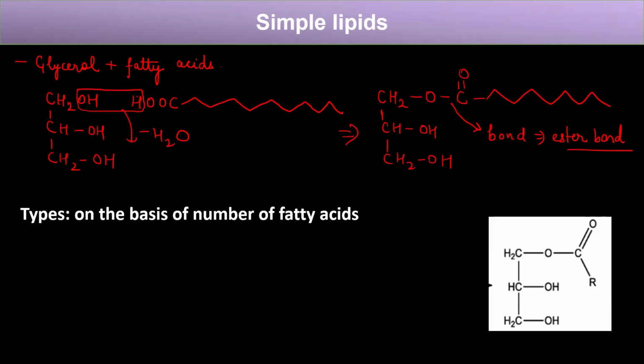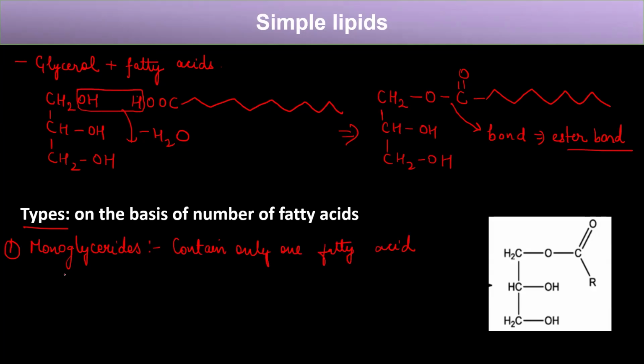Now, the simple lipids are of three types based on the number of fatty acids they have. The first type is known as monoglycerides. Now, what is a monoglyceride? It contains only one fatty acid.